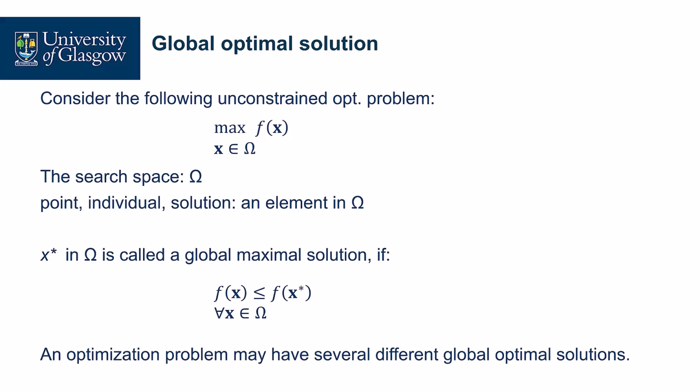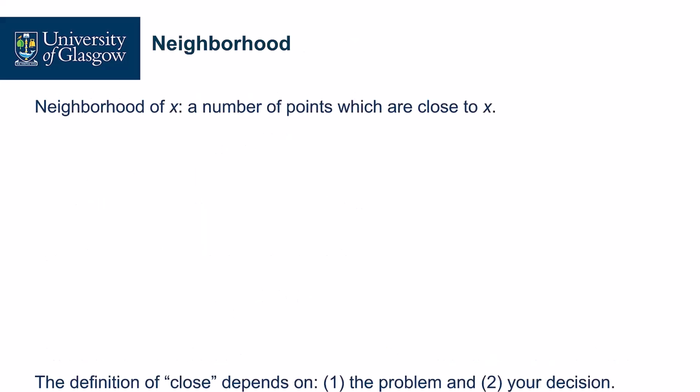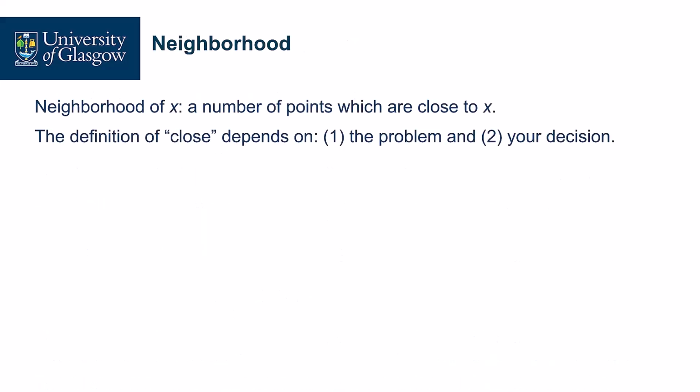Then we can consider the opposite one, the local optimal solution. But to know the local optimal solution, we first need to understand a concept called a neighborhood. A neighborhood is a number of points around a target point. Let's say it's x. The neighborhood of x is a number of points around it, or we say close to it. So how do we define close?